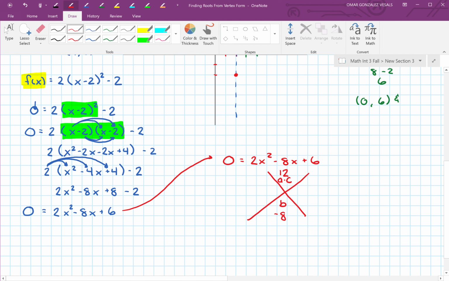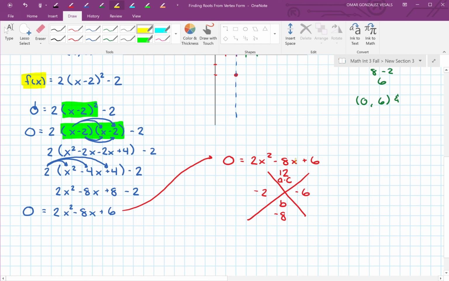Negative 8. This is where you guys have to guess and check, basically. I need a number that's going to multiply to positive 12 and add up to negative 8. 6 and 2. But then negative 2 is right. Negative 2 and what? And 6. Okay. Now look. I'm going to highlight something for you guys. Please pay attention.